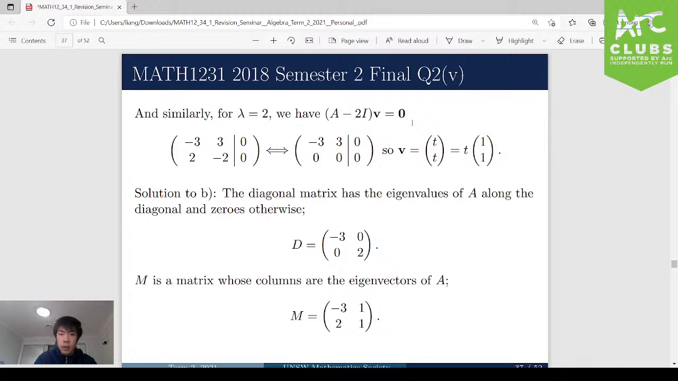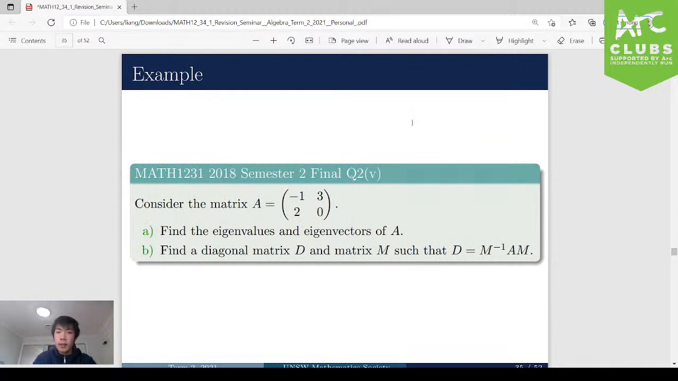Now question B: find the diagonal matrix D and the matrix M such that D equals M inverse A M. Firstly, where did the question even get this from? This may look familiar, but at the same time, it doesn't look exactly the same. In the previous slide, we introduced this by writing it like this. We said that some matrix A, if it was diagonalizable, can be rewritten as M times D times M inverse. This is simply rearranging it, right? If you have D as your subject instead, okay?